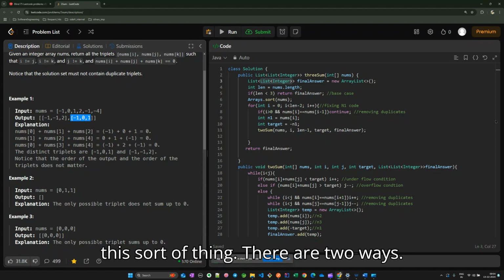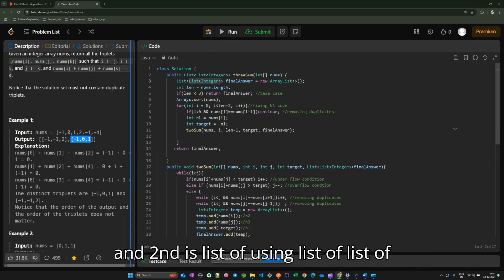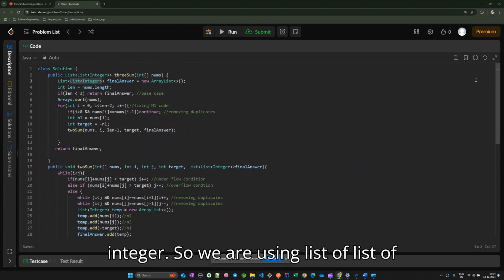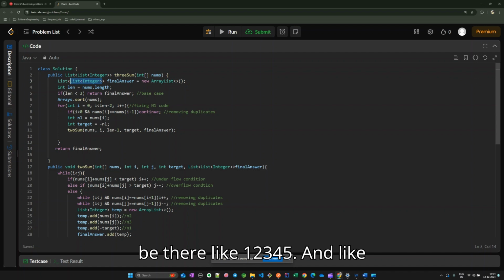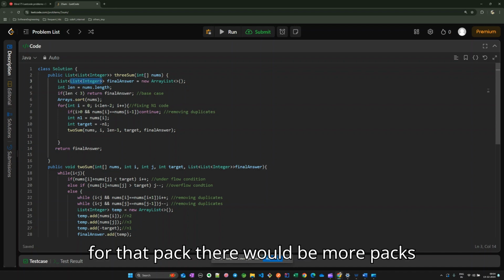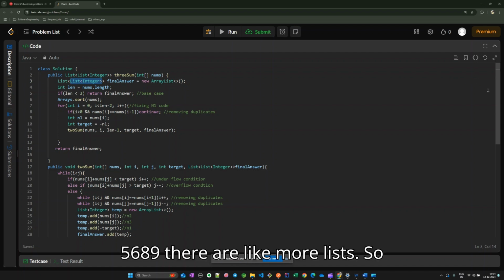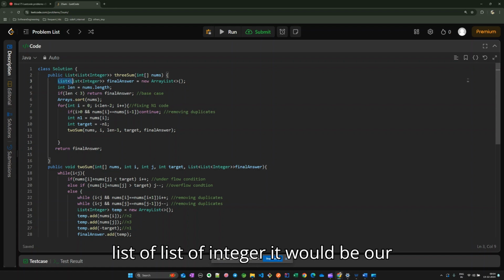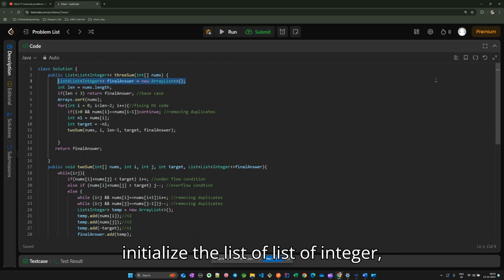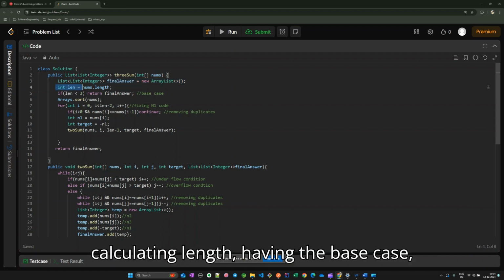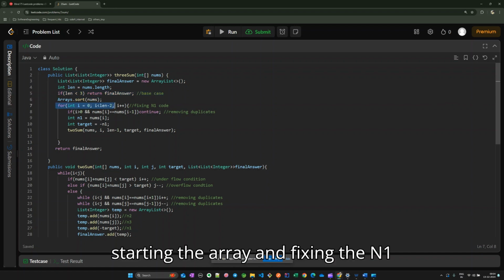So to keep this sort of thing, there are two ways. First is using a matrix, like a 2D array, and the second is using a list of integer. So we are using a list of integer. Basically a list of integer would be like 1 2 3 4 5, and for that pack there would be more packs like 1 2 3 4, then 5 6 8 9. There are more lists. So a list of integer would be our final answer, and this is the way to initialize the list of integer. Then calculating length, having the base case, sorting the array, and fixing the n1 code.